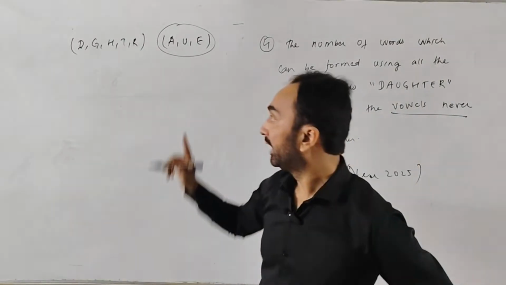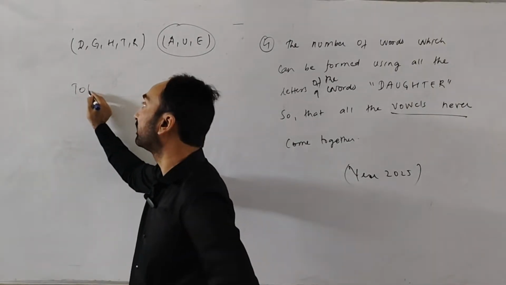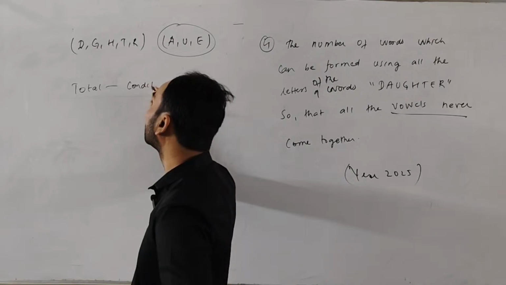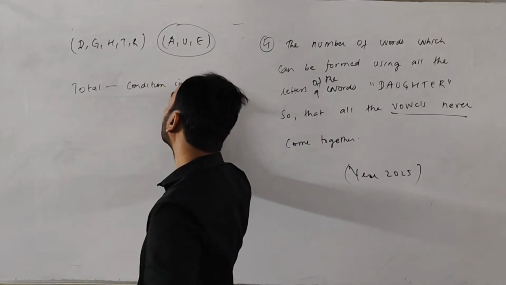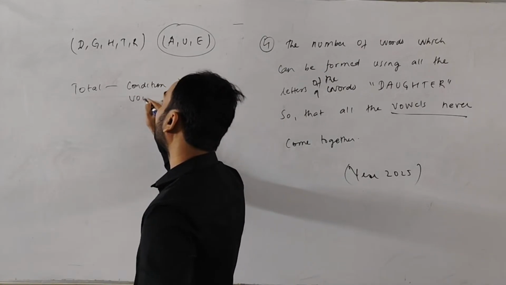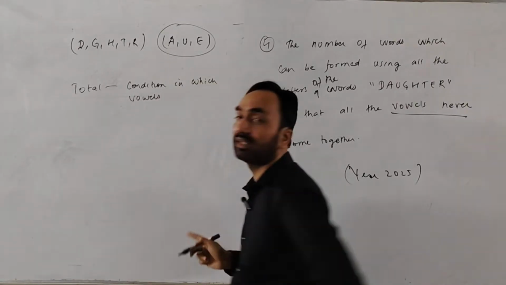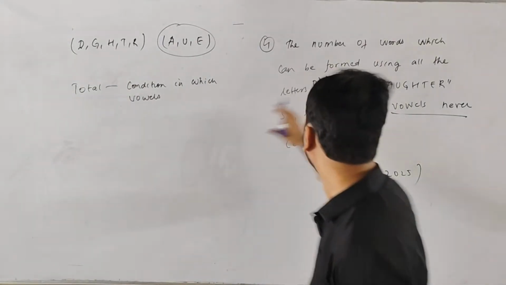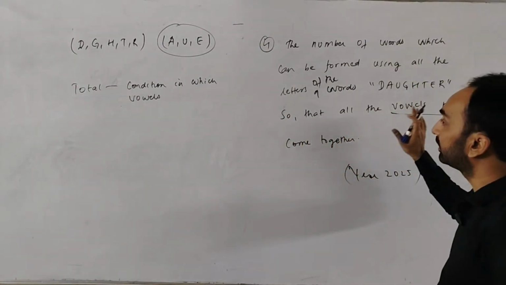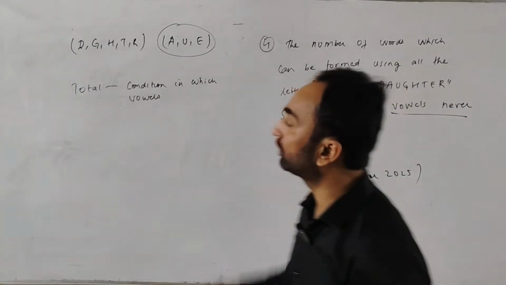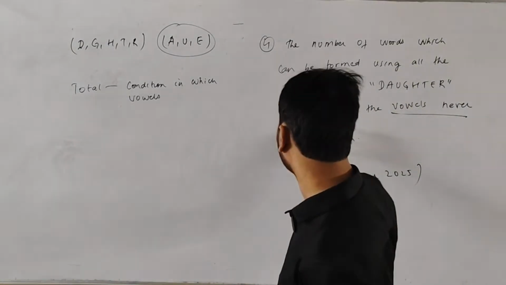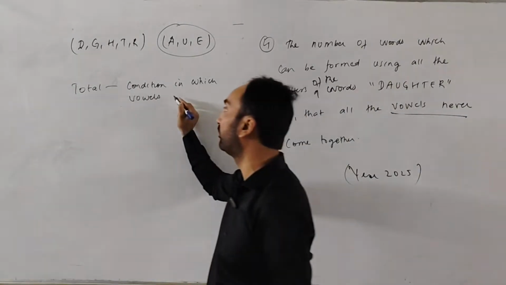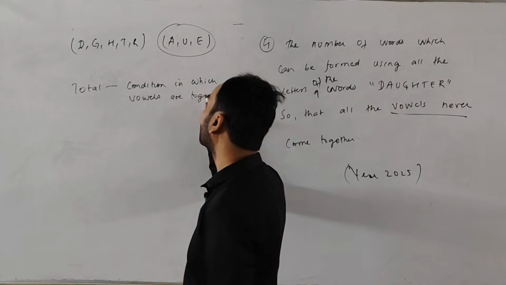What is the other way? If you find the total ways of writing minus those conditions in which vowels are together, this will exactly give our answer, correct? If we find the total arrangements and then subtract the condition in which the vowels are together, this will give our answer, because they are asking, vowels never come together. So conditions in which the vowels are together, right?